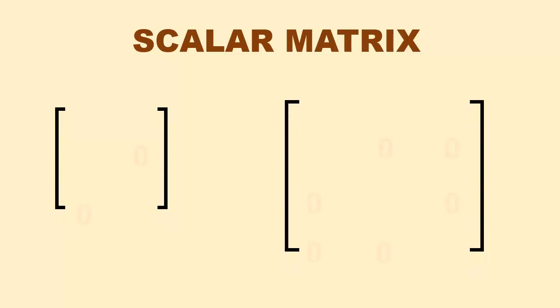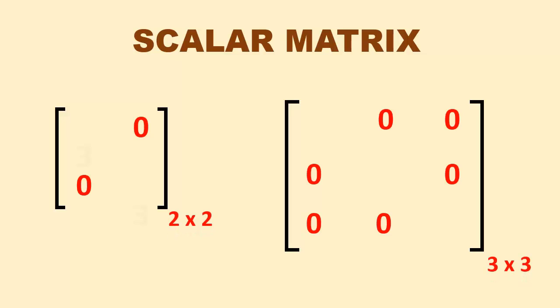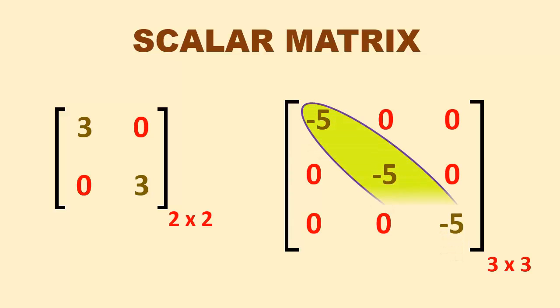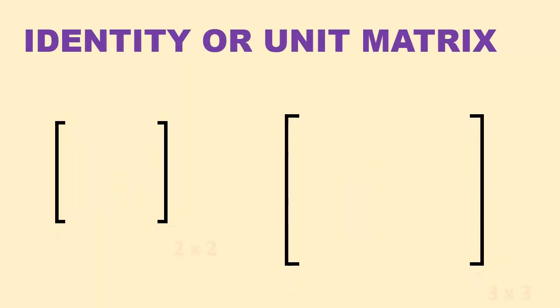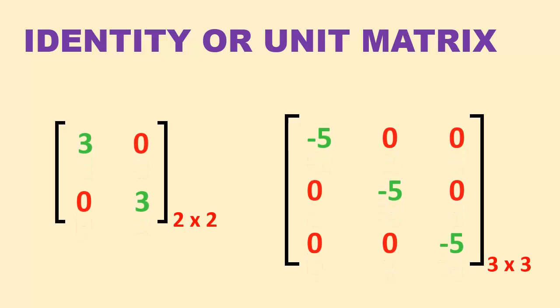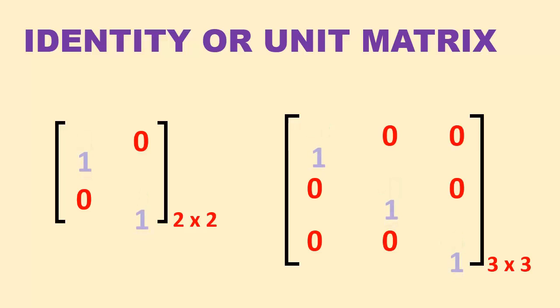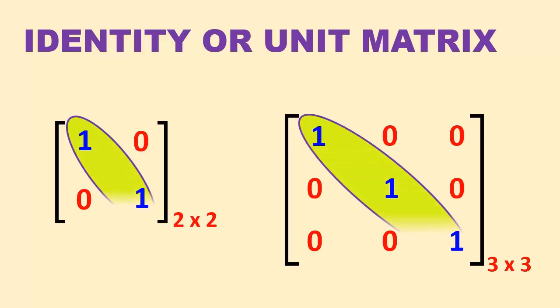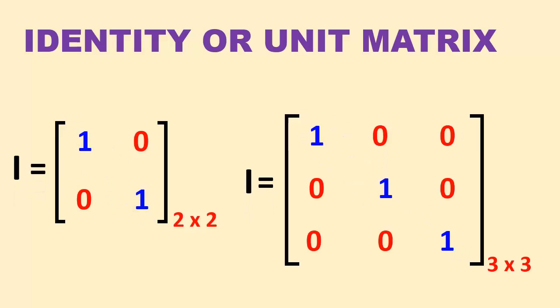Scalar matrix. A diagonal matrix is said to be a scalar matrix if all the leading diagonal elements are equal. Identity or unit matrix. A scalar matrix is said to be an identity matrix or unit matrix if all the leading diagonal elements are equal to 1. It is denoted by I.